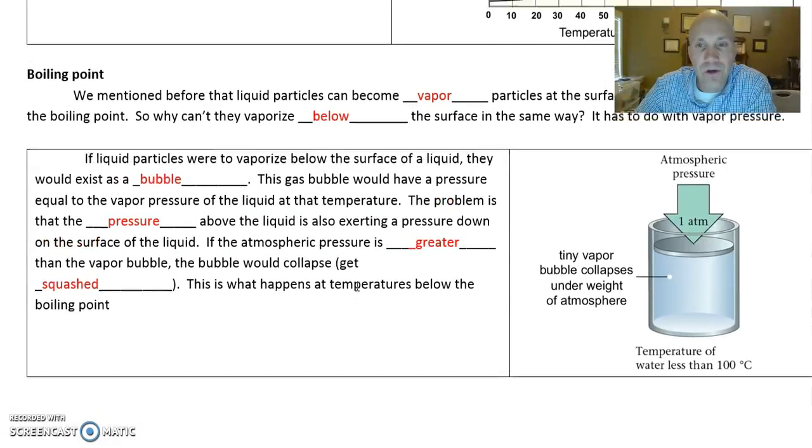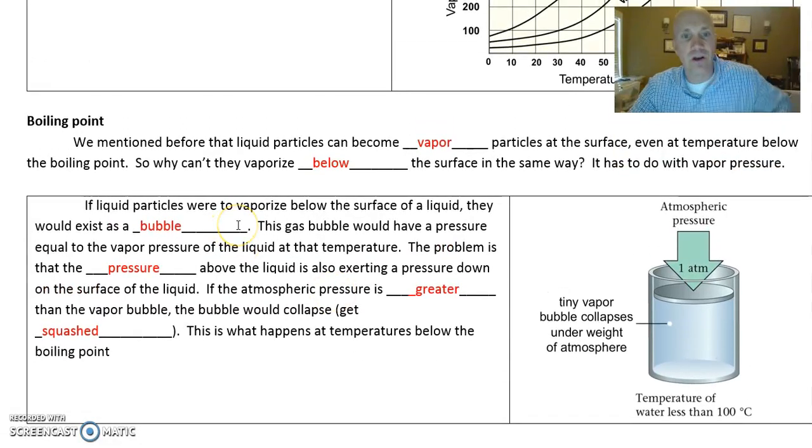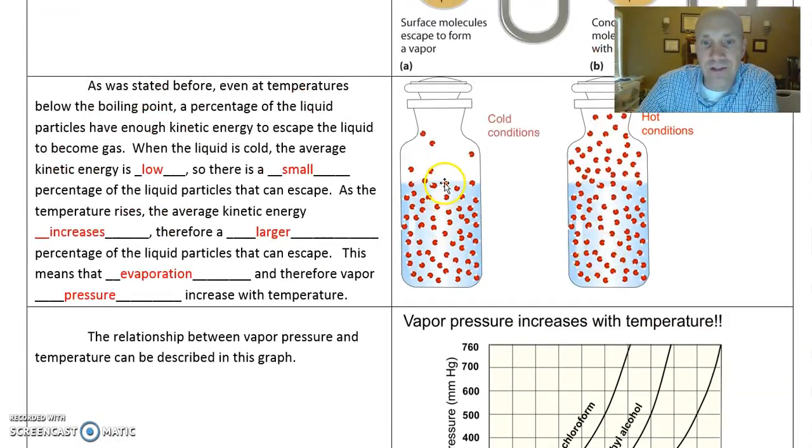All right, so interestingly, this has everything to do with something else we're familiar with, which is boiling point. We mentioned before that liquids can become vapor particles at the surface, even at temperatures which are below the boiling point. So here's a question: if things can become vapor particles at the surface, why can't they become vapor when you're below the surface here?